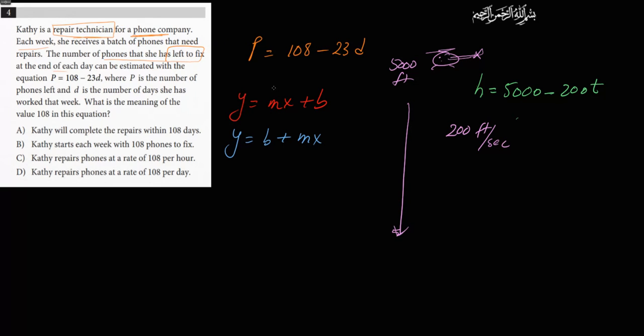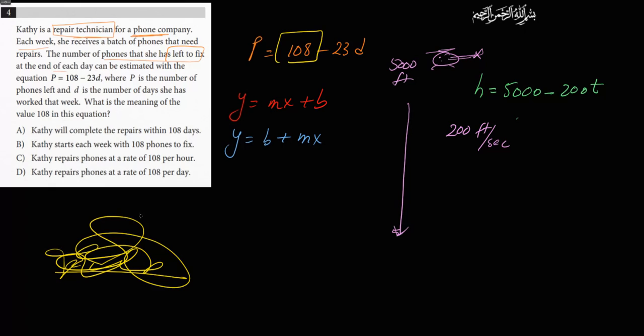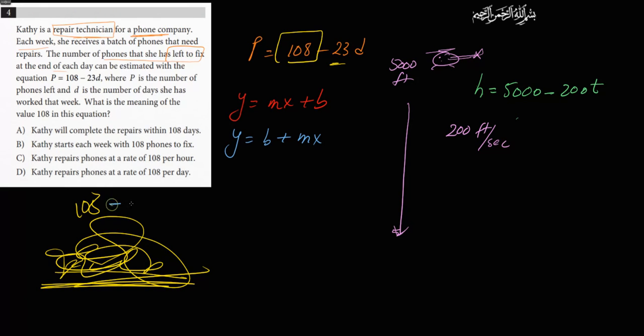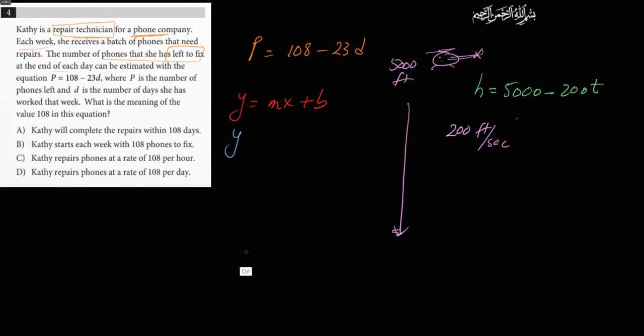And then, if you knew that, then with 108, even if you didn't know that, 108 represents the total number of phones that she got delivered. Here's a stack of phones she had been given, a whole bunch of phones at the beginning of the week. That's 108 phones that she has to fix. She can only fix 23 phones in a day. So at the end of the first day, she's going to have minus 23. At the end of the second day, another 23 done. At the end of the third day, another 23 done, like this. So what does 108 represent in this case? It represents the number of phones that she started out with.